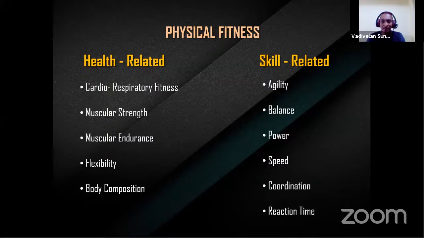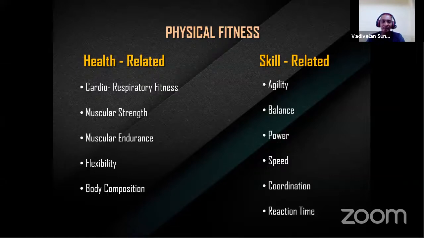In the health related, we have five components: cardiorespiratory fitness, muscle strength, muscle endurance, flexibility, and body composition. Cardiorespiratory fitness is also called cardiorespiratory endurance. Endurance is the ability of the heart and lungs to supply oxygen to working muscles during sports activity. So if you have good cardiac endurance and perform a sports activity vigorously, the heart and lung function will support you throughout the session. That is cardiac endurance.